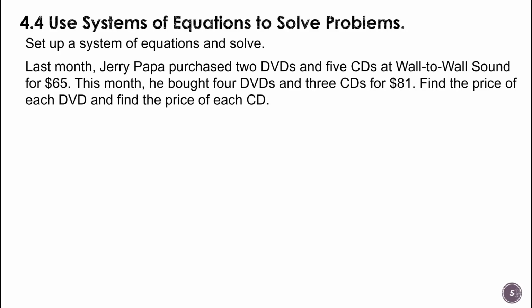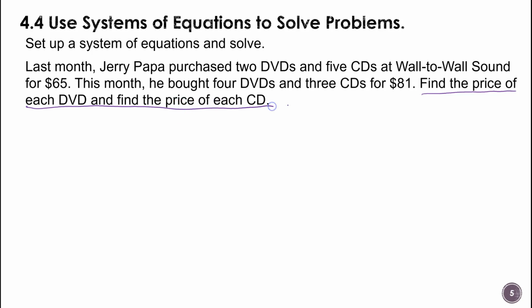Hi, here we are on the second video for lesson 4.4, and let's just read through this. Last month, Jerry Papa purchased 2 DVDs and 5 CDs at Wall to Wall Sound for $65. This month, he bought 4 DVDs and 3 CDs for $81. Find the price of each DVD and the price of each CD.